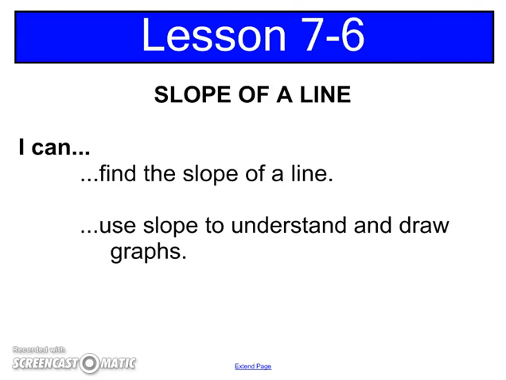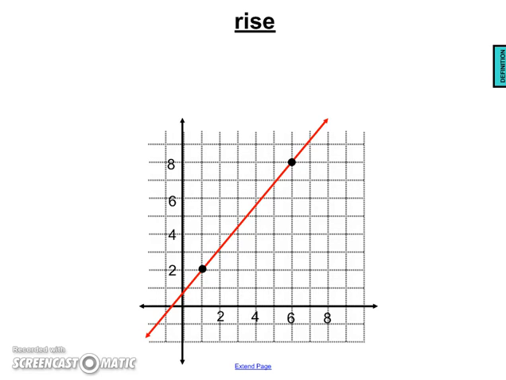Alright, lesson 7.6, we're going to continue our work with graphs, and we're going to deal with the slope of a line. So two things we want to be able to do after this is to find the slope of a line when it's given to us, and then to use the slope to understand and draw graphs. So now, first of all, when we're dealing with slope, we have to deal with a couple of concepts.